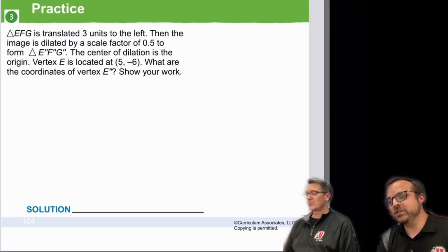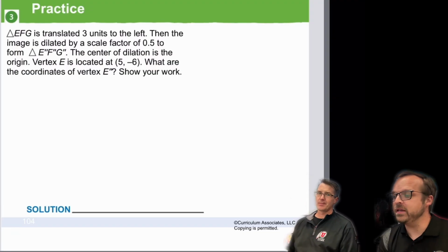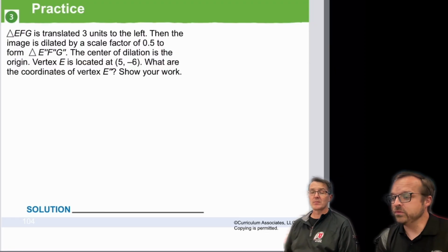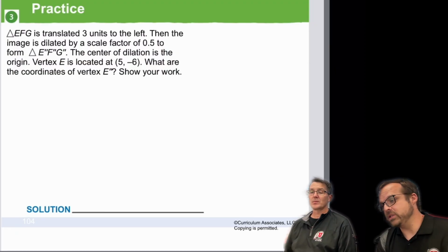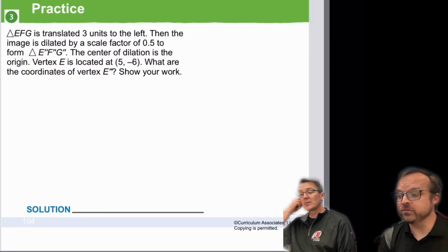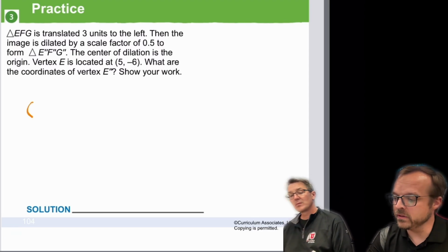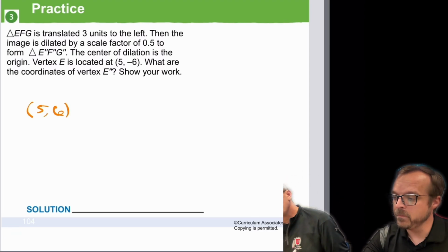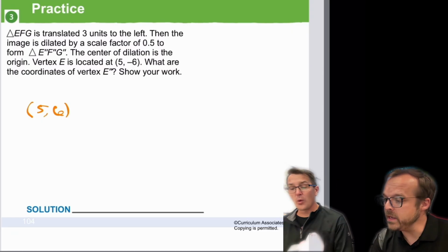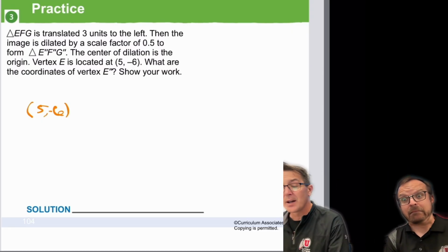Triangle EFG is translated 3 units to the left, and then the image is dilated by a scale factor of 1/2 or 0.5 to form E double prime, F double prime, G double prime. The center of dilation is the origin. Vertex E is located at 5 comma negative 6. That's my E.